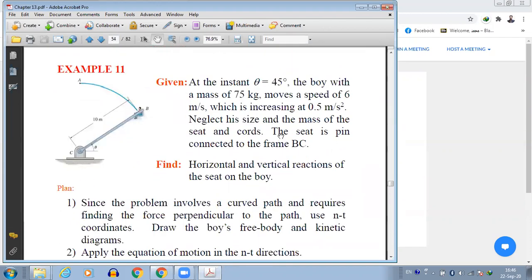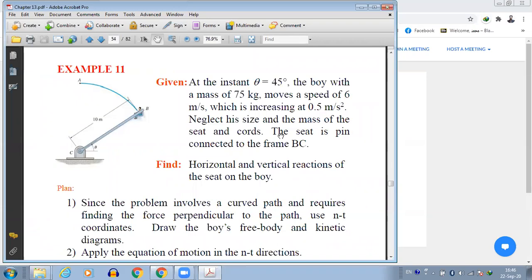Okay, at an instant when theta is 45 degrees, the boy with a mass of 75 kg moves at a speed of 6 meters per second, which is increasing at 0.5 meters per second squared. Neglect his size and the mass of the seat and cords. The seat is pin connected to the frame BC. Find the horizontal and vertical reactions of the seat on the boy.